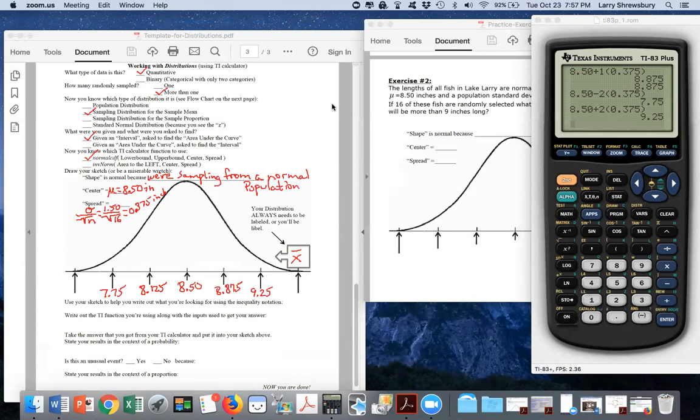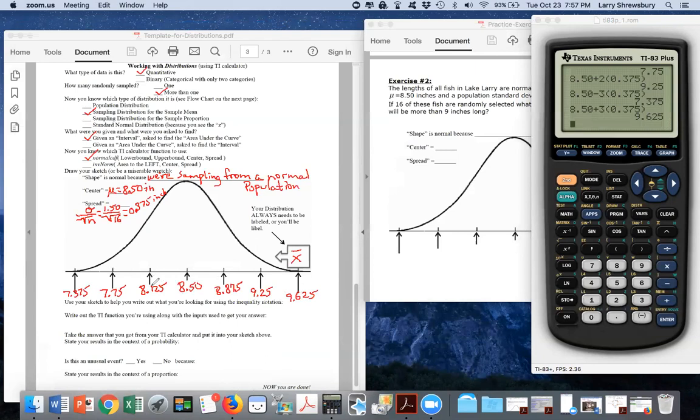Now let's just finish the job here. Second enter. Make that a subtract 3. Second enter. And make that minus plus. So pretty much all of the sample means are going to be between these two values. And so we got 7.375 and 9.625. Wow, those don't stray too far away.